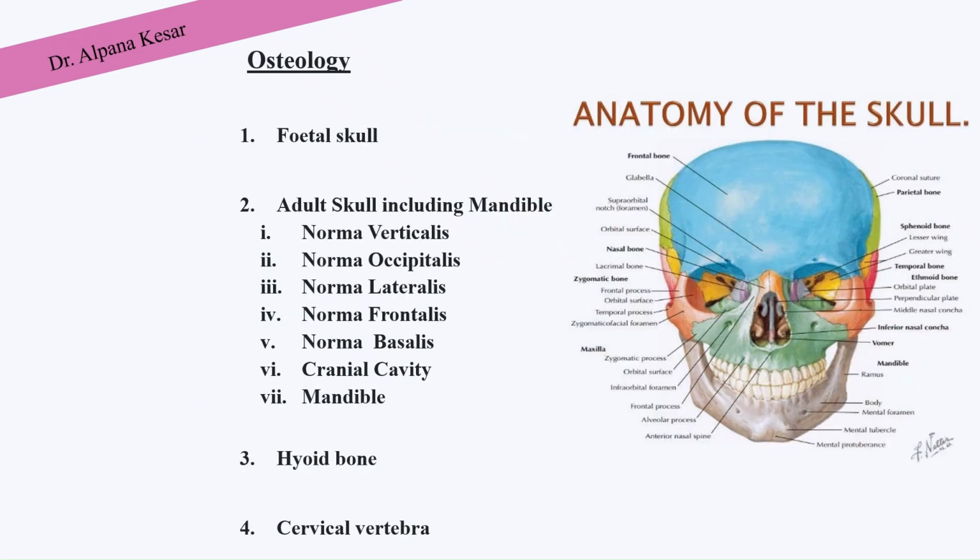In osteology, or the study of bones, will be included the study of the fetal skull, adult skull including mandible, which will be studied under the following subheads: norma verticalis, norma occipitalis, norma lateralis, norma frontalis, norma basalis, cranial cavity, and mandible. Next is hyoid bone and cervical vertebra.